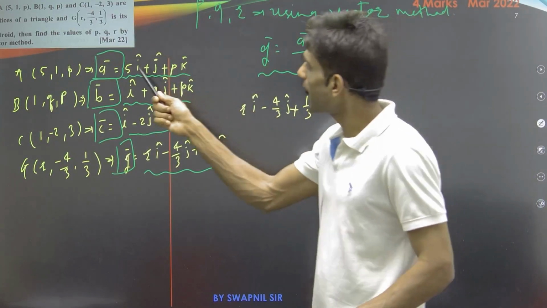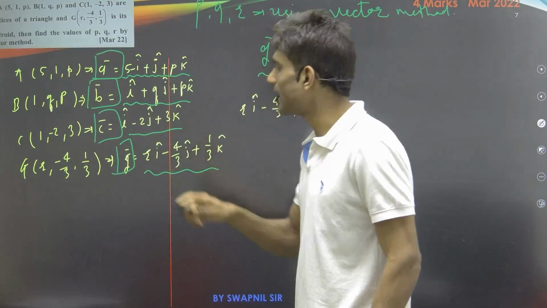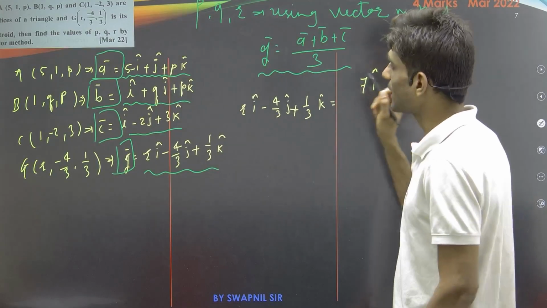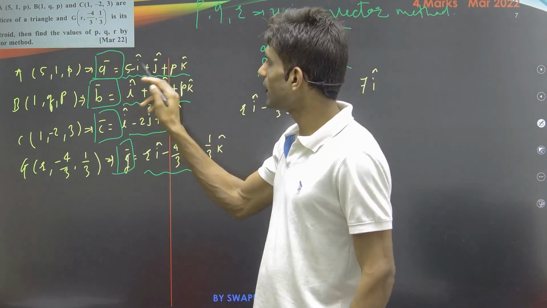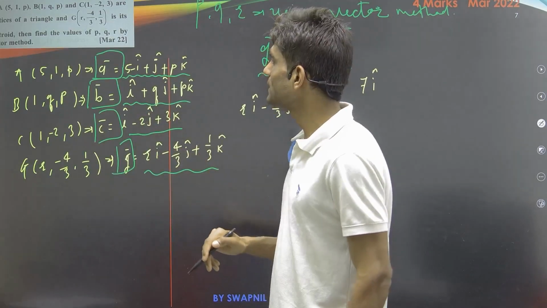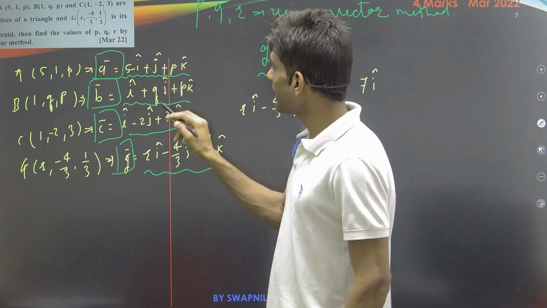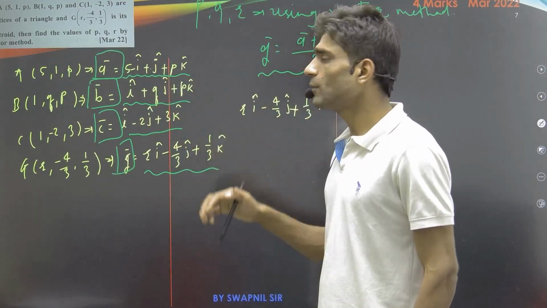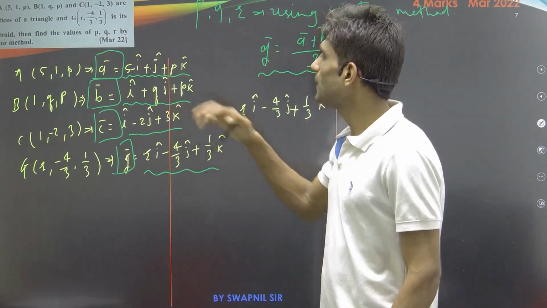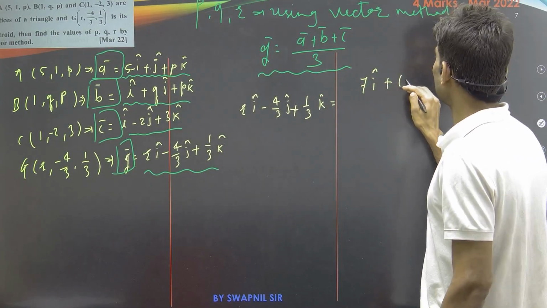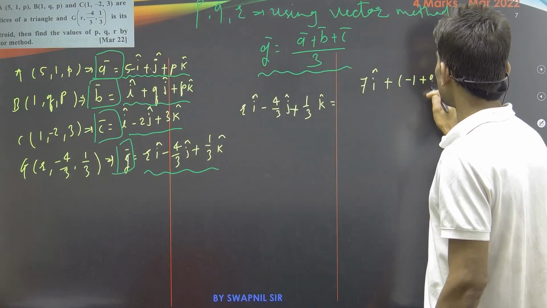That means 5 i cap plus i cap plus i cap, which gives us 7 times i cap. Then j cap plus q j cap minus 2 j cap. So j cap minus 2 j cap gives us minus j cap plus q j cap. So we can write it as (minus 1 plus q) times j cap.